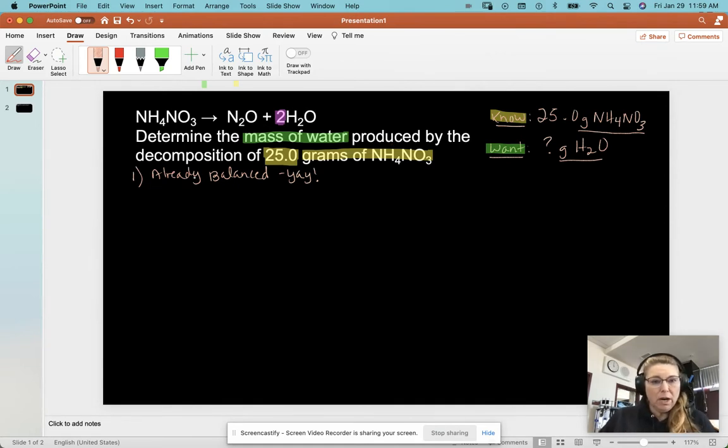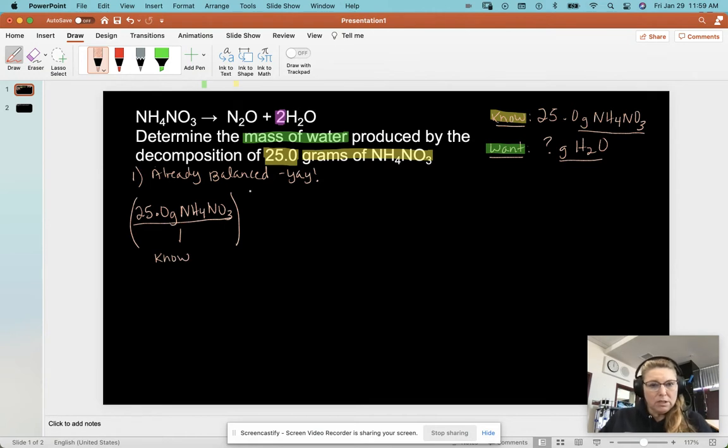So once we have established that our equation is balanced, step 2 is to convert the grams that we have into moles. So in order to convert something, we always start off by taking what we know and putting it over 1. So we're going to start by putting 25.0 grams NH4NO3. That's going to be put over 1. So our first set of parentheses is always just what we already know.